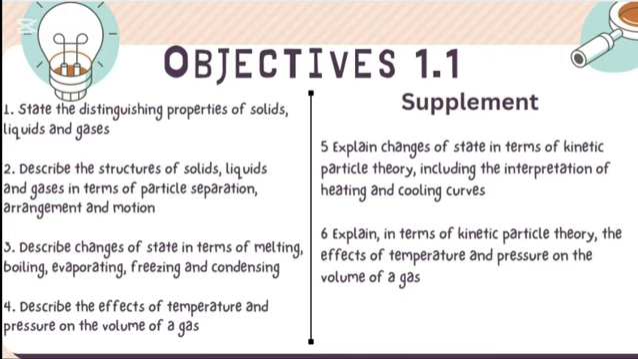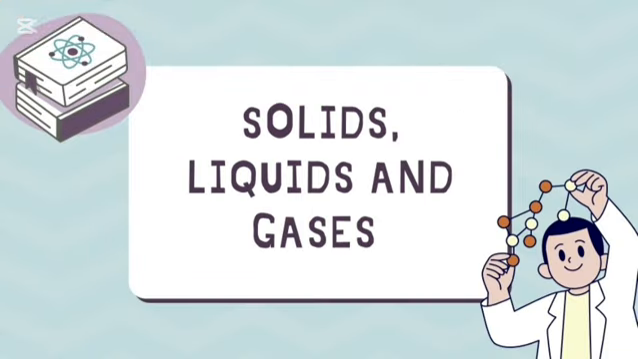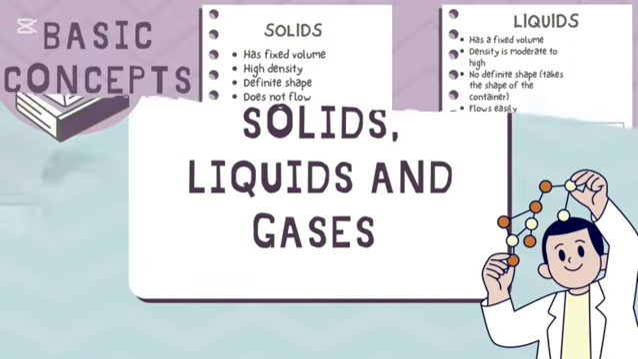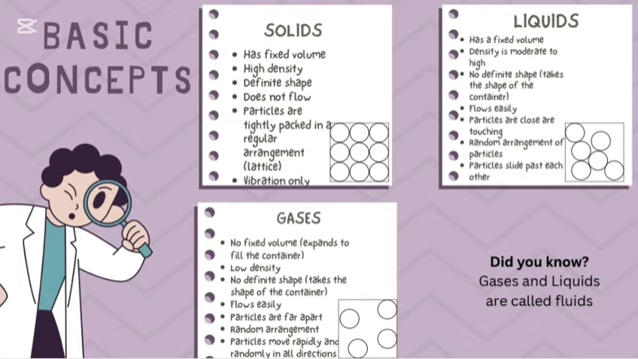Solids have a fixed volume, high density, definite shape, and do not flow. Particles are tightly packed in a regular arrangement. Vibration only. Liquids have a fixed volume. Density is moderate to high. No definite shape. Takes the shape of the container.